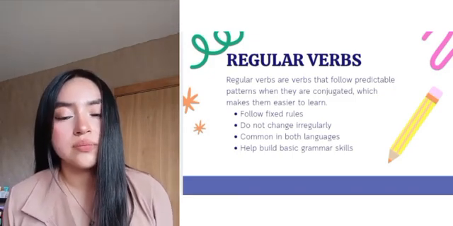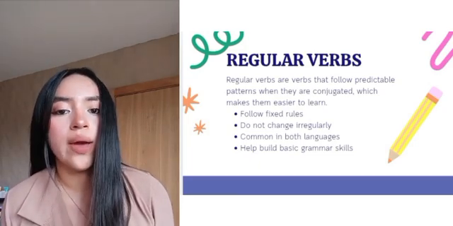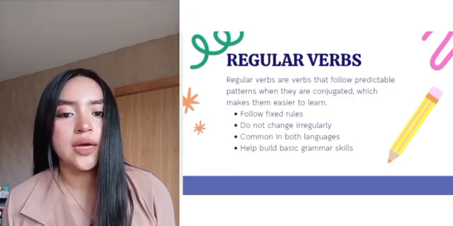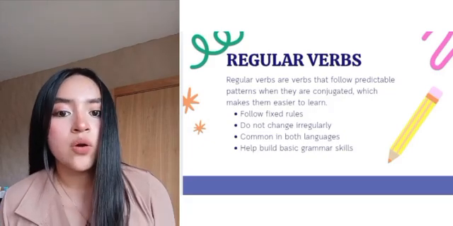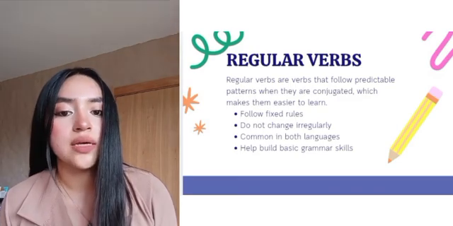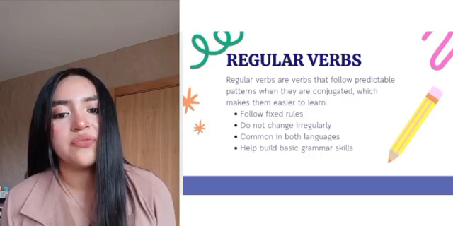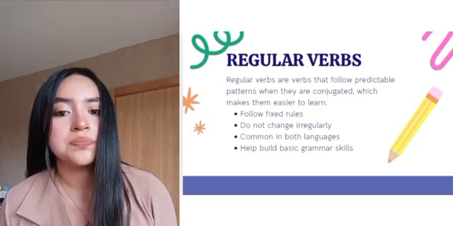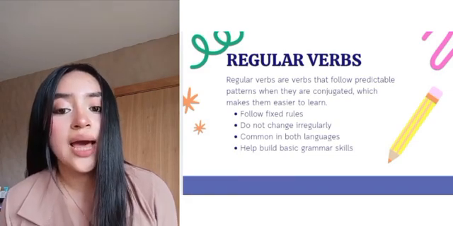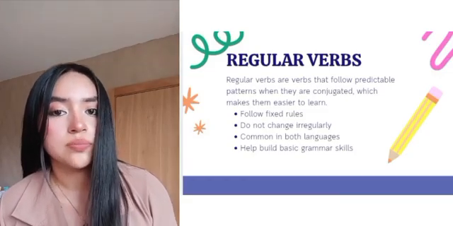Regular verbs are verbs that follow predictable patterns when they are conjugated. This means they don't change in irregular ways, which makes them easier to learn. Regular verbs exist in both English and Spanish, but they are formed differently in each language. Understanding these differences is very important because it helps improve grammar and avoid common errors.